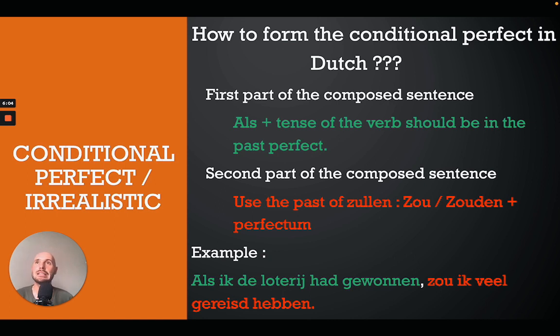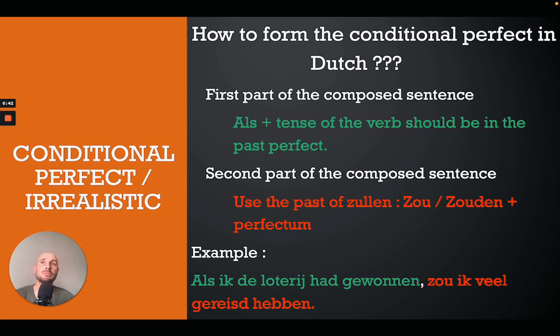But I think the example will make it clearer for you guys. So we've got the example, and the example is: als ik de loterij had gewonnen, zou ik veel gereisd hebben. Right? The translation is: if I had won the lottery, I would have traveled a lot. And it basically says that if I had won the lottery, that's past, you haven't won it. That's why you say, if I had won the lottery, so it's unrealistic, I would have traveled a lot.